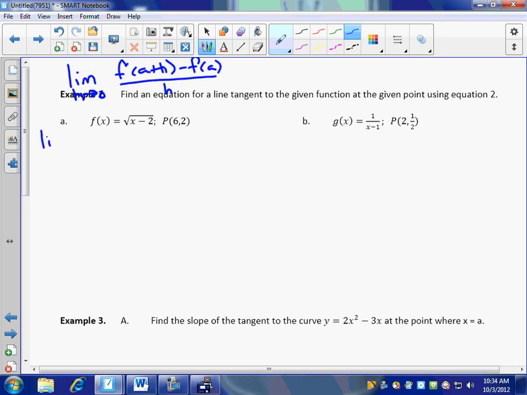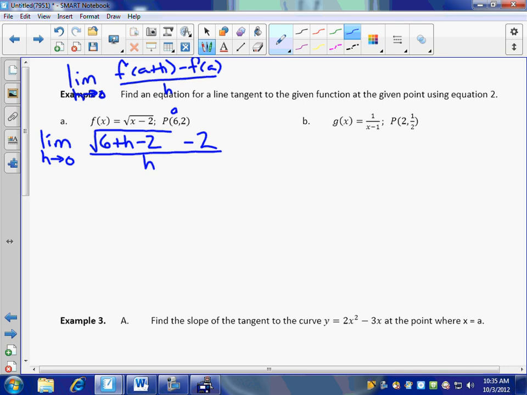So I'm going to set this up. I need to find the slope. The limit as h approaches 0 of, now, what is f? What is my a value? A is 6. So what is f of a plus h? The square root of 6 plus h minus 2, correct? And we're going to subtract off from that what? I'm going to subtract 2. Whatever I get when I plug in 6. 6 minus 2 is 4, square root is 2. It's exactly that value. I divide that by h.